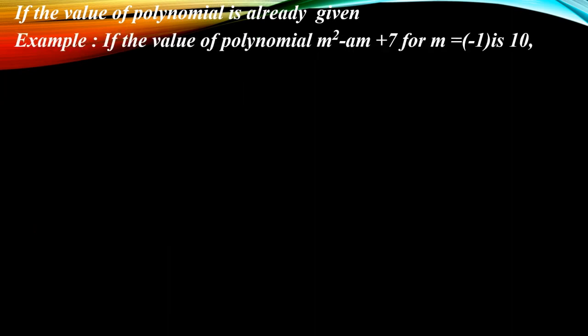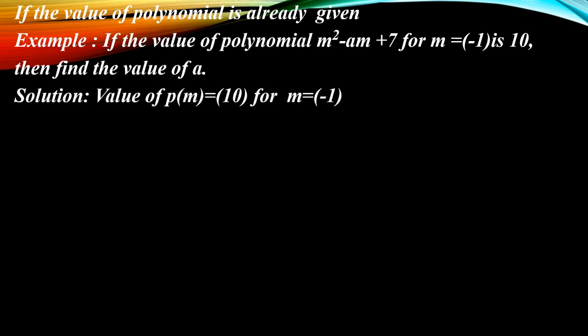Now if the value of polynomial is already given and we have to find the value of another term in the polynomial, an example we will do. Value of polynomial m² − am + 7 for m = −1 is 10. Then we have to find the value of a. Value of P(m) = 10 for m = −1.